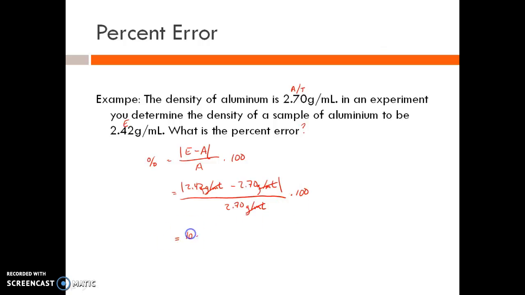10.370370 and so forth. But remember, I only have 3 sig figs in each of my givens. So my percent error needs to only have 3 sig figs. So there's my answer.